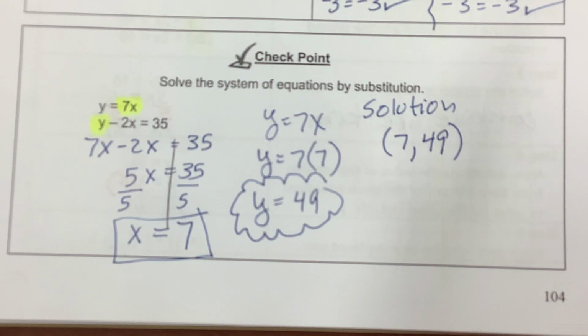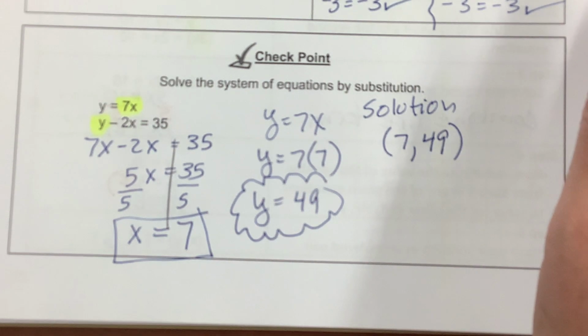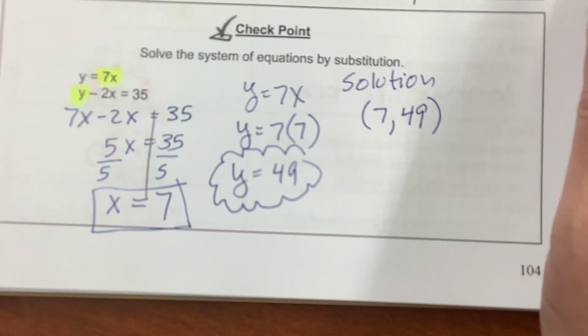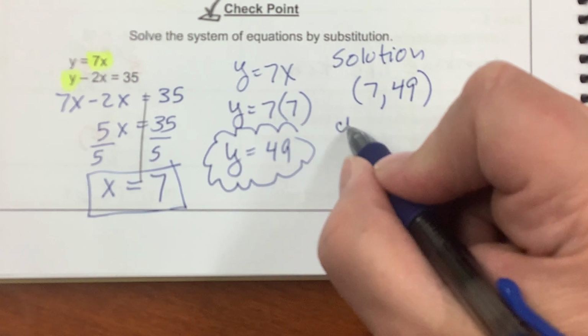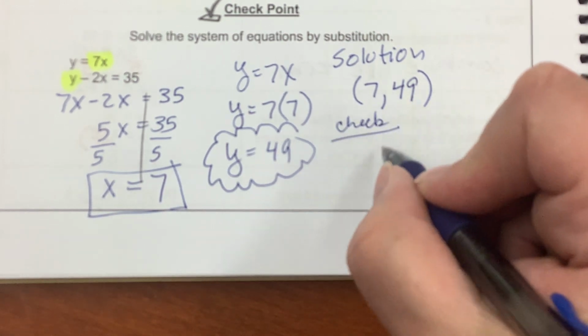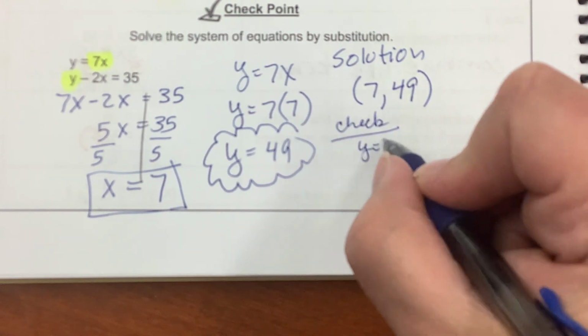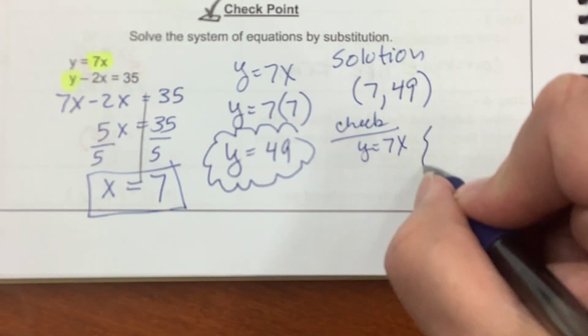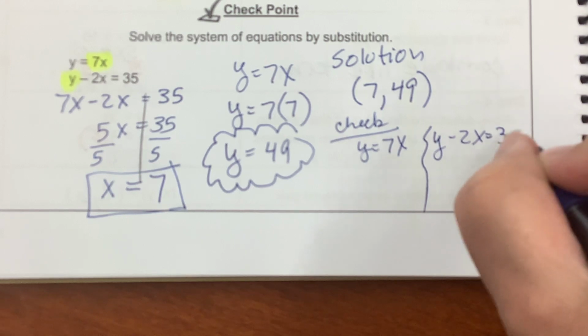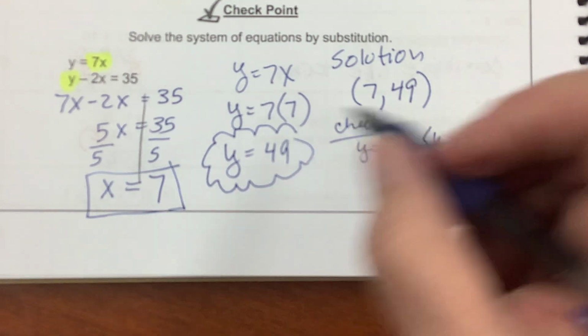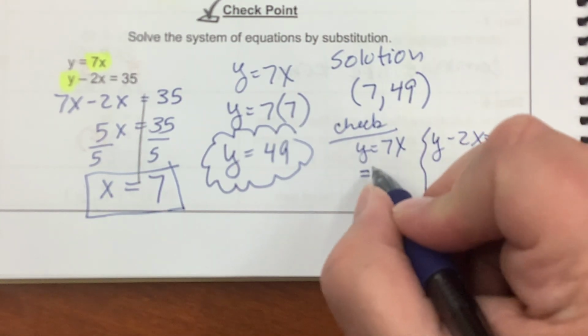Okay. Now I'm going to check. It doesn't say to check it, but I'm going to check it because it doesn't take too long and I have a calculator and I want to make sure I have the right answers. So my check, I write down both the equations, y equals 7x and y minus 2x equals 35. And I'm going to do some substitution.